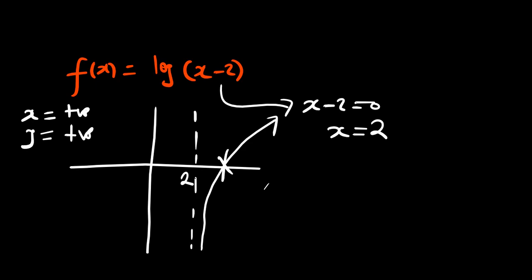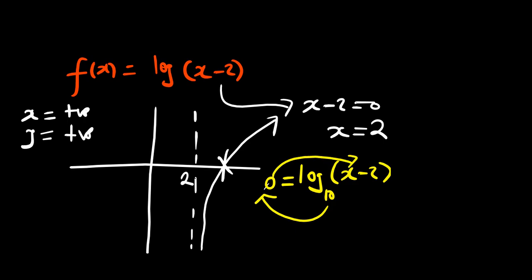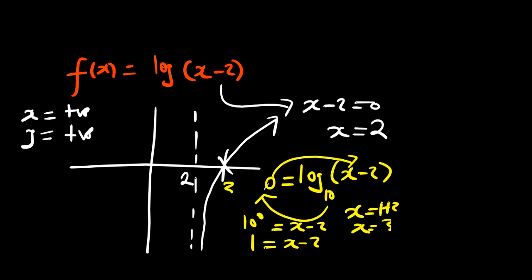On the x-intercept, y is equal to 0. So we're going to say y is equal to log of x minus 2. We've said the base is 10 if they haven't given you. So it will be 10 to the power 0 is equal to x minus 2. 10 to the power 0 is 1, which is equal to x minus 2. So I'm going to take the negative 2 to the other side. Therefore, x will be equal to 1 plus 2, that is 3. So this point here is 3. So that's how you are going to solve this one.